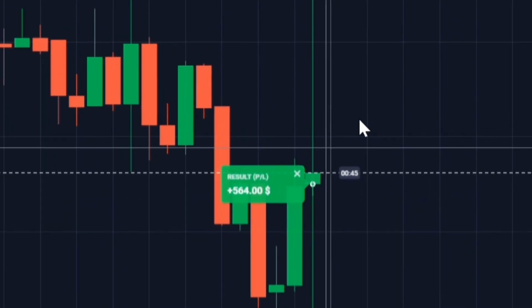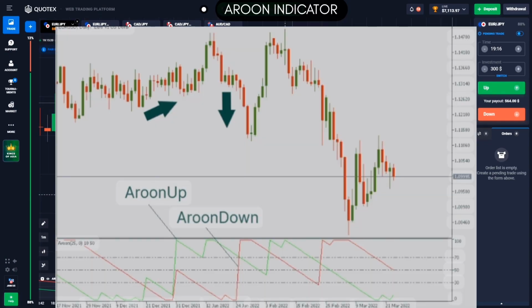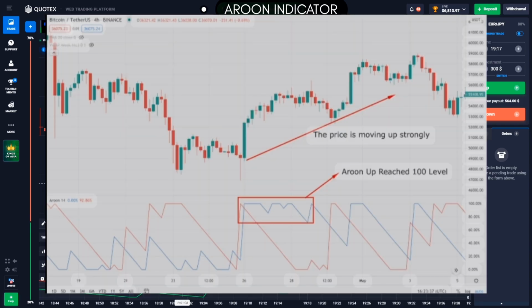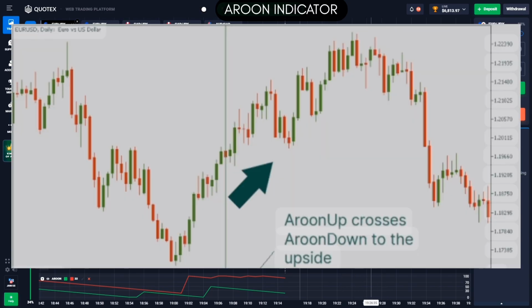Number 2. How to use the indicator. Here's how to use the Aroon indicator. 1. Aroon up measures the strength of an uptrend. 2. Aroon down measures the strength of a downtrend. 3. Crossovers: when Aroon up crosses above Aroon down, it's a bullish signal. When Aroon down crosses above Aroon up, it's a bearish signal. Easy to use, simple crossovers provide straightforward signals. Trend identification: effective for identifying new trends and trend strength.